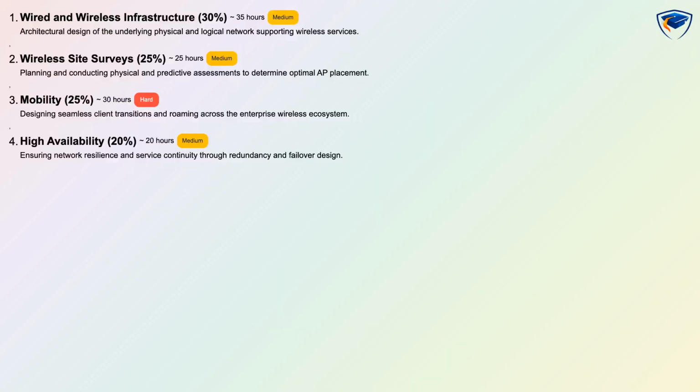Wired and wireless infrastructure is 30%, wireless site surveys is 25%, mobility is 25%, and high availability is 20%. Each domain lists focus areas, the expected difficulty, estimated learning time in hours, and the assessment type so you can plan study time effectively. Use these weights to prioritize study and hands-on practice.